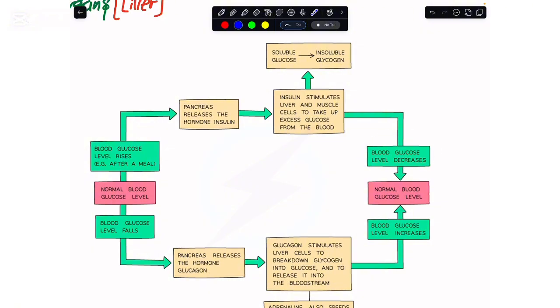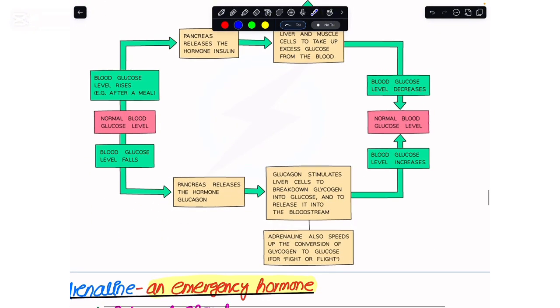Now the other way around: if I had my normal blood glucose level at this point, but it is falling below the set level, now the pancreas releases glucagon. The glucagon would come to the liver, and here it would break down the glycogen to glucose, and the glucose would be released into the bloodstream, and by that the blood glucose level would also increase.